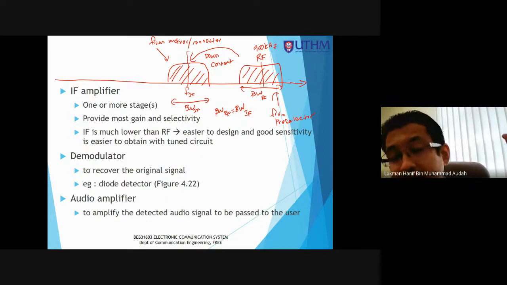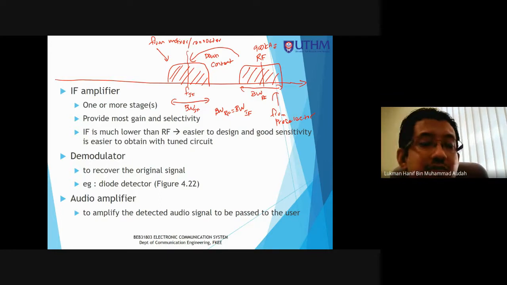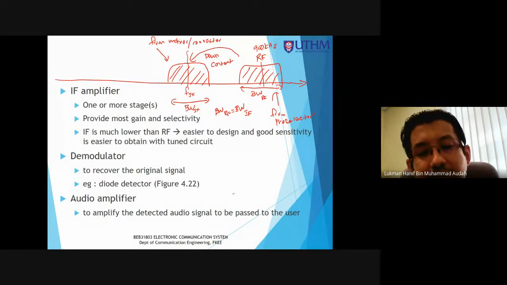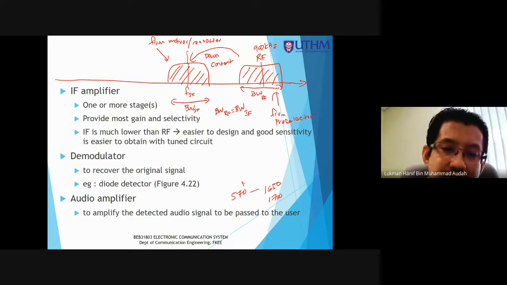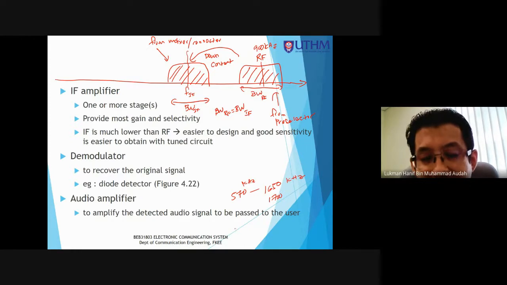Walaupun tadi saya ambil contoh 96 doesn't matter because that 96 MHz is actually for the frequency modulation band. Now we are talking about AM band. AM band is between 570 until 1650 if I'm not mistaken, or 1700 by standard. This is kilohertz. Okay. Whereas for FM band, untuk frequency band untuk FM daripada 88 MHz sehinggalah 108 MHz. Okay, so this is for FM. This is for AM.